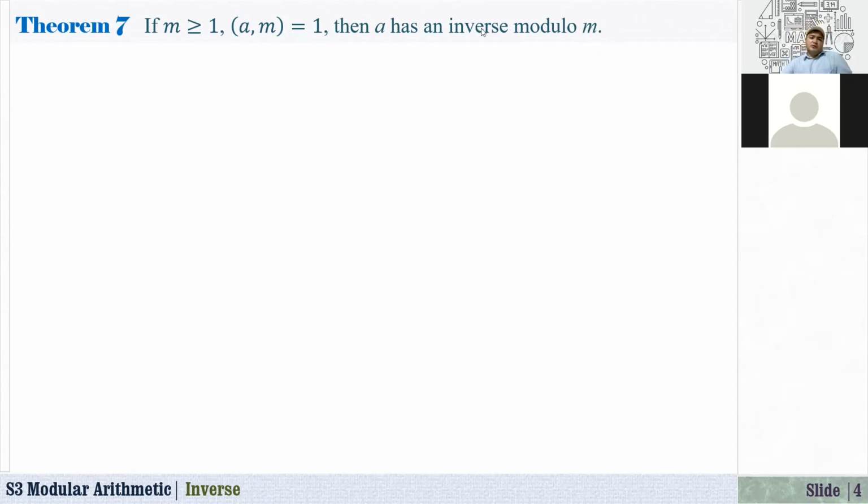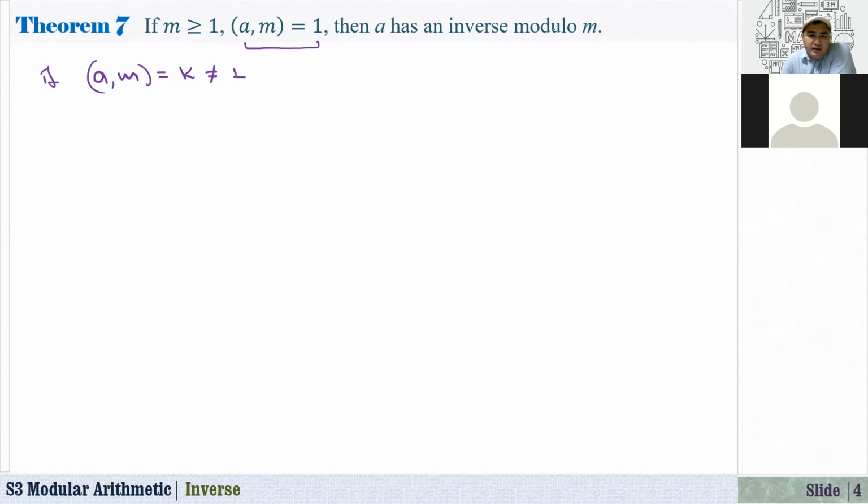Okay. So why do we have this condition? We can see that if, as a counterexample, suppose that the greatest common divisor of A and M is not equal to 1. Let's say it is some number K, where K is not equal to 1.